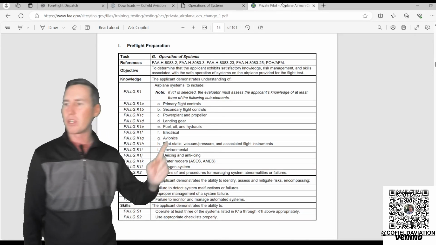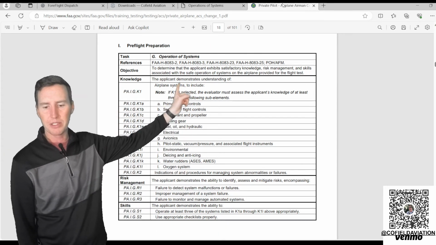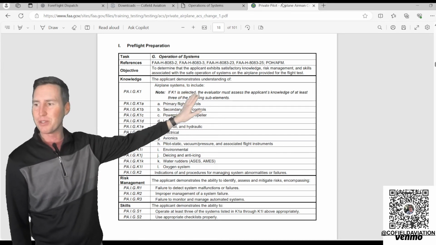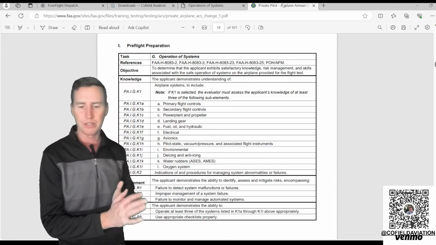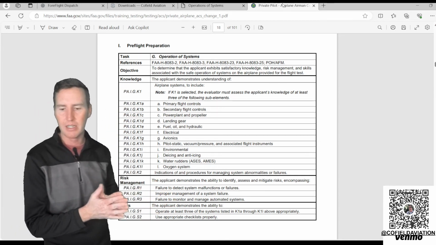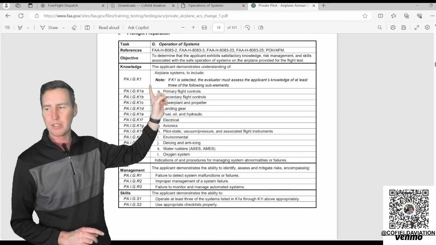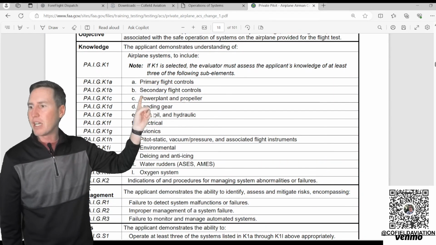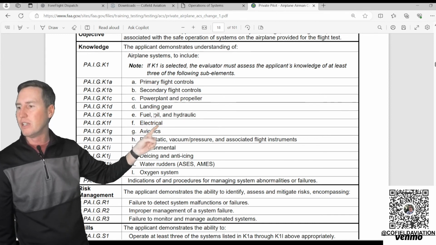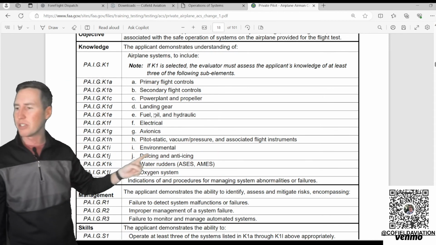First, though, just go over the ACS and show you what the ACS says the objective is. So the objective here is to determine that the applicant, this is for your oral exam, this is for your flight test, this is the private pilot ACS, exhibits satisfactory knowledge, risk management, and skills associated with the safe operation of systems on the airplane provided for the flight test. So the applicant demonstrates an understanding of airplane systems to include these. The evaluator must at least evaluate 3 of these, but we talked about all of them, right? So we talked about primary flight controls, secondary flight controls, power plant, propeller, landing gear, fuel, oil, and hydraulics, electrical, avionics, Pitot-static, vacuum pressure, and associated flight instruments.